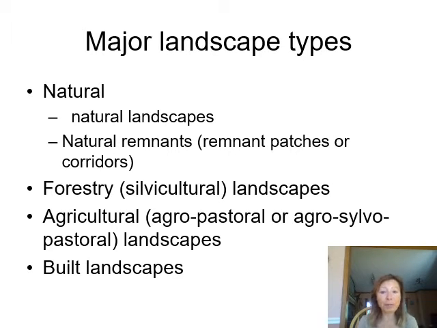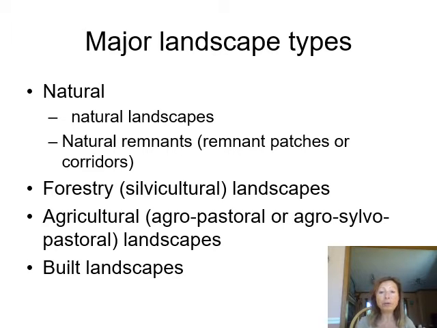In our chapter, Forman and Godron also discuss the major landscape types in terms of different degrees of landscape modification by humans. And of course, today, we look at the whole spectrum from completely natural to built landscapes. It's almost impossible to find completely natural landscapes, even in places such as the Sahara Desert or Antarctica. There is still some human impact that all landscapes are experiencing today, for example, due to climate change or some other global processes.